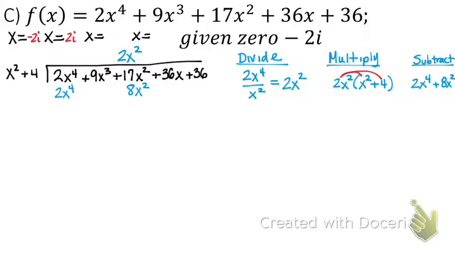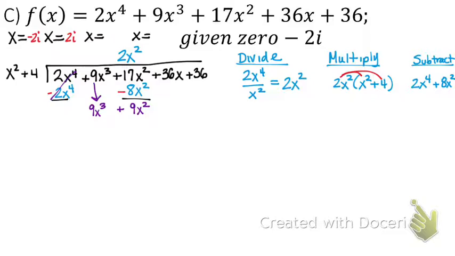Subtract. So change, change. So this cancels. Now we're ready to bring down the 9x cubed. And what is 17x squared minus 8x squared? 9x squared. And now we're ready to repeat.